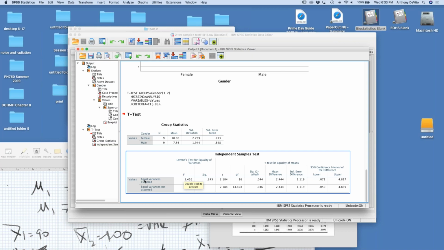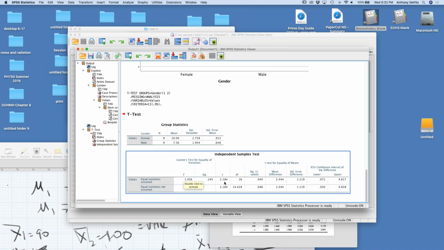Our null hypothesis is that equal variances are assumed, and we're only going to reject that idea if this is less than 0.05. So if this is greater than 0.05, we're going to stick with the top row, which says equal variances assumed. If this is less than 0.05, we're going to go with the bottom row. Often it won't make much of a difference, but we're going to use that convention. So now I'm going to stick with the top row. I'm going to cross here.